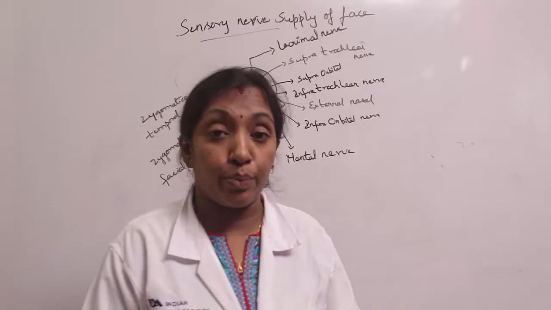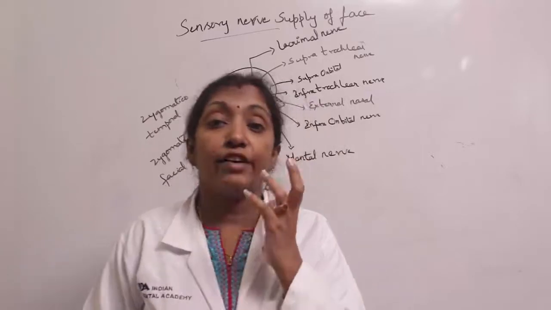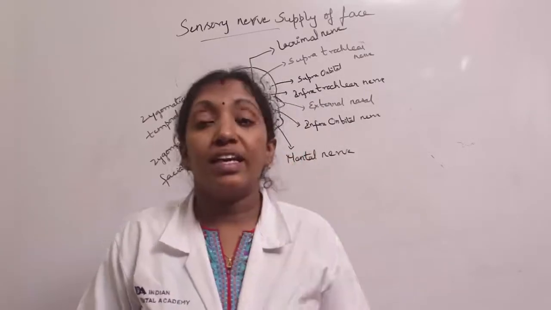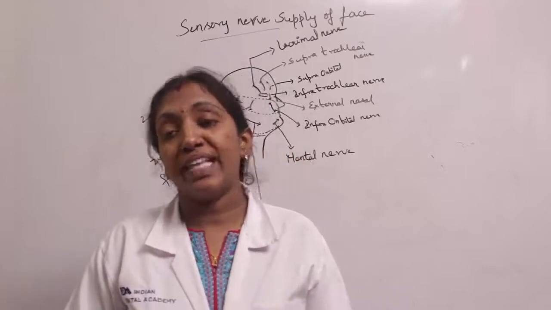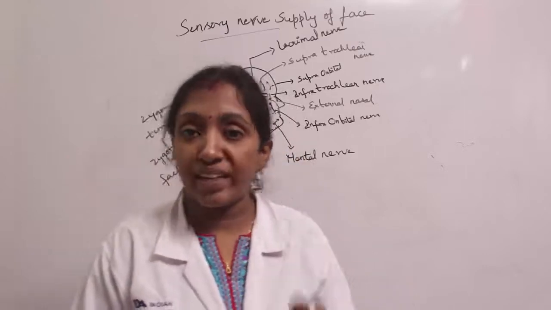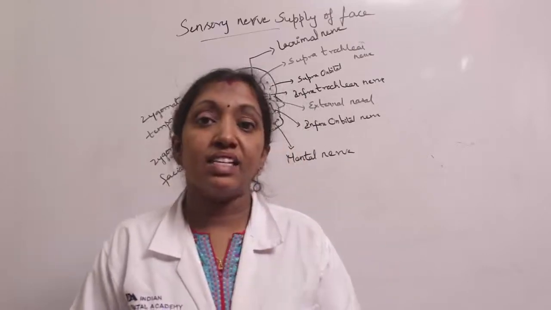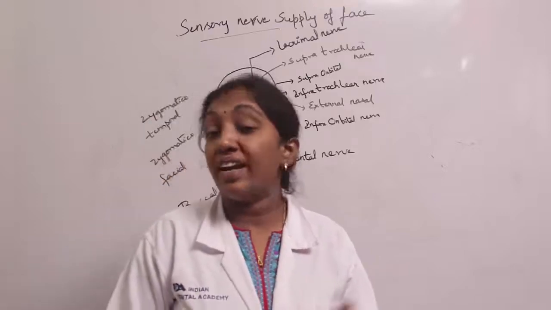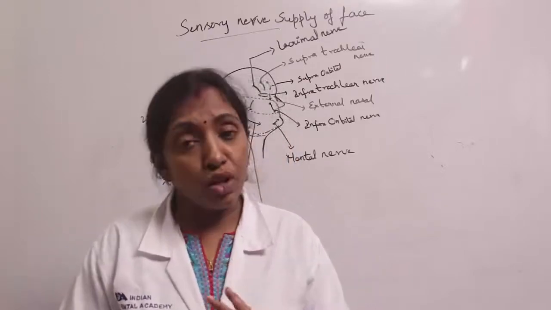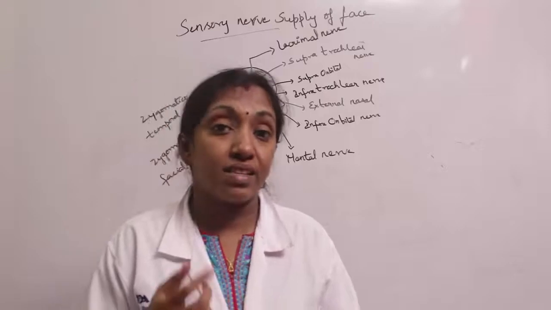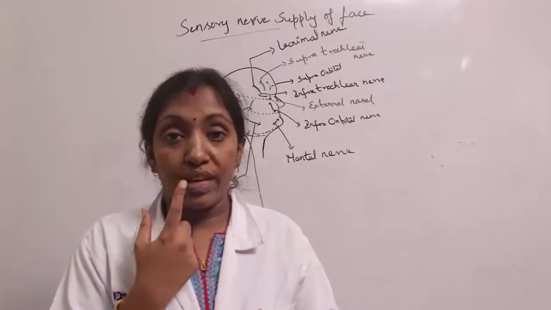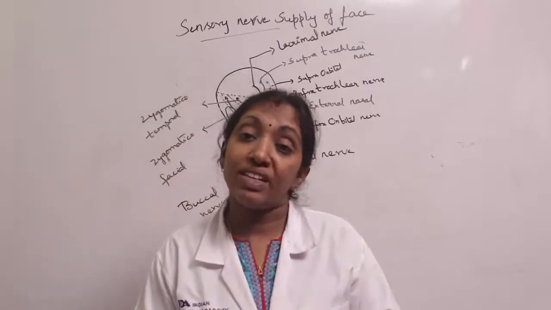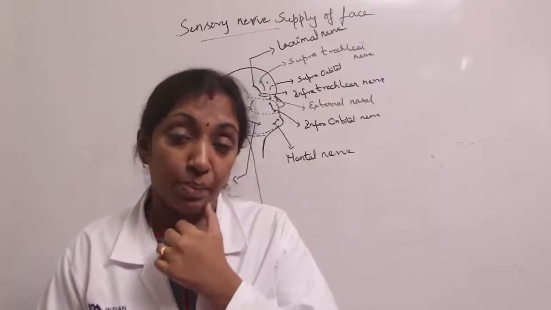Zygomaticus major plays a very important role while laughing. So the upper buccal supplies the levator labii superioris, levator labii superioris alaeque nasi, and the nasalis muscle, as well as zygomaticus major and zygomaticus minor. Coming to the lower buccal nerve, it supplies the orbicularis oris and buccinator.